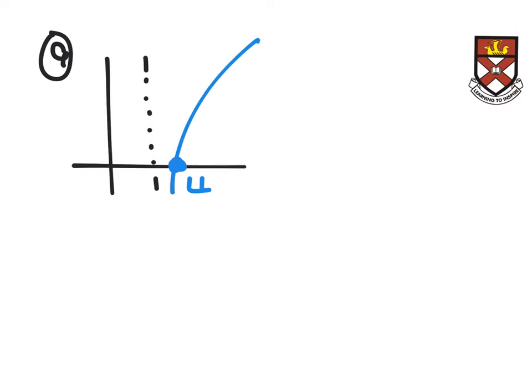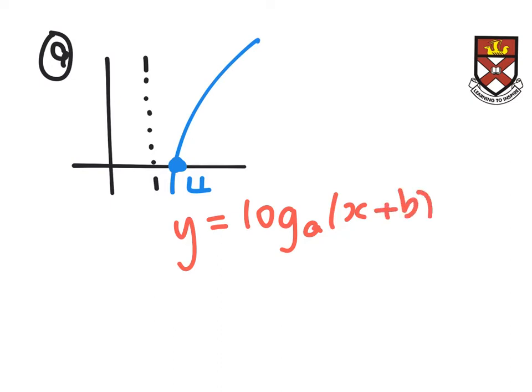Okay, number 9, we know this is a log graph, so we know its formula is y equals log to the base of something. We don't know what that is yet, and because it's obviously been moved, x plus b. We can see from the picture that it's been moved along to 4, right? It normally goes through 1, so that tells us that the second part of this formula is x minus 3, because we moved 3 to the right.